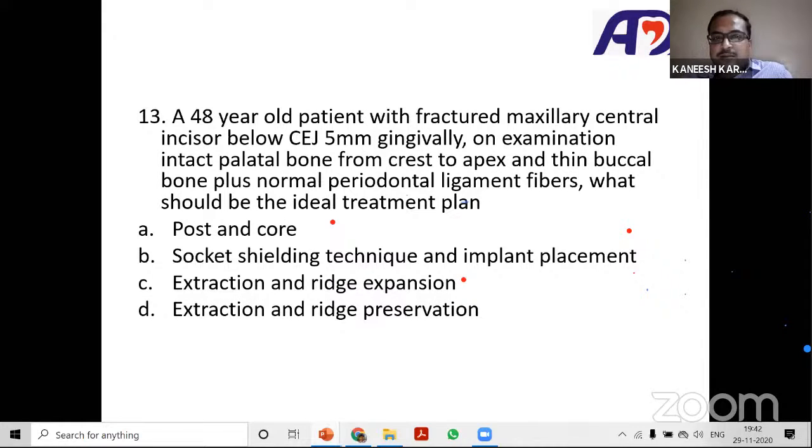A 48-year-old patient with fractured maxillary incisor below the CEJ, 5 mm gingivally. On examination, intact palatal bone from crest to apex and thin buccal bone plus normal periodontal ligament fibers. What should be the ideal treatment plan? I'll give you a clue. This is regarding implant placement.